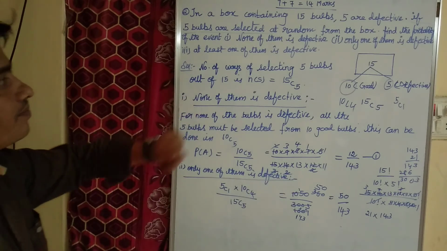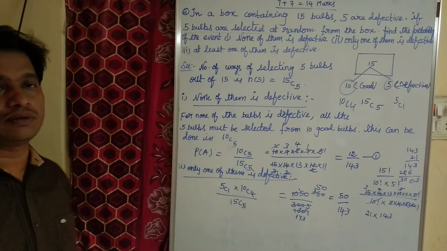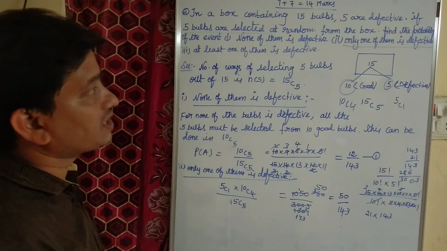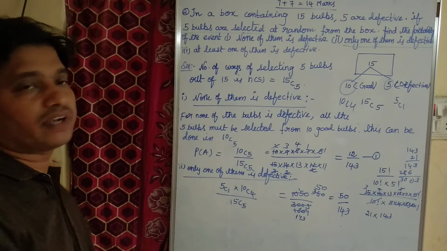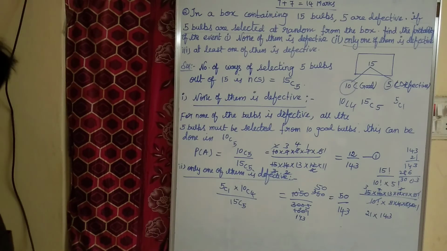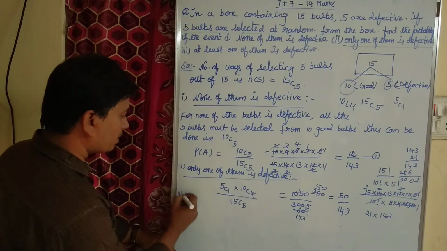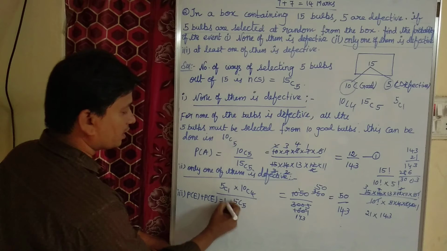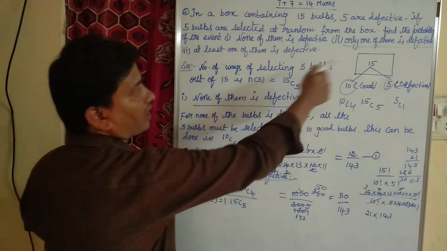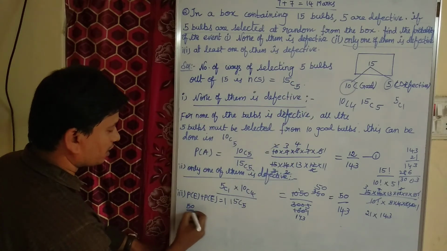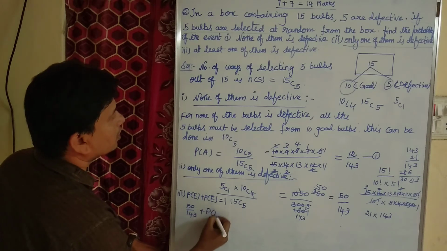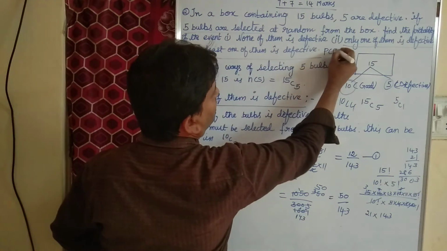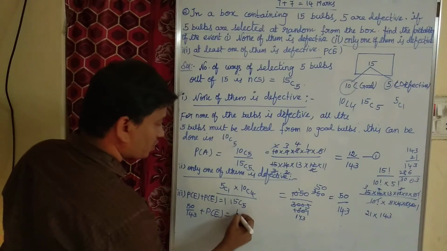Now what is our third question? The third question is that at least one of them is defective. Here only one of them is defective. Children, only one of them is defective, and at least one of them is defective, they are complementary events. What is the formula for complementary events? P of E plus P of E bar equal to 1. So we got 50 by 143, plus our event E bar, at least one of them is defective, P of E bar, is equal to 1.